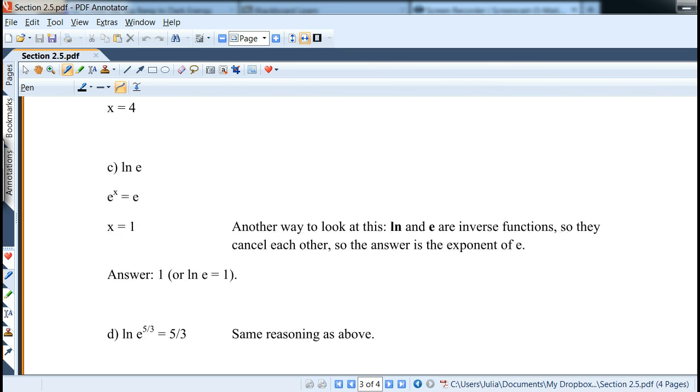So see how I notice the answer is 1, or ln of e is equal to 1. Okay, let's take a look at another example. ln of e to the 5/3 power is 5/3. It's the same reasoning as above.